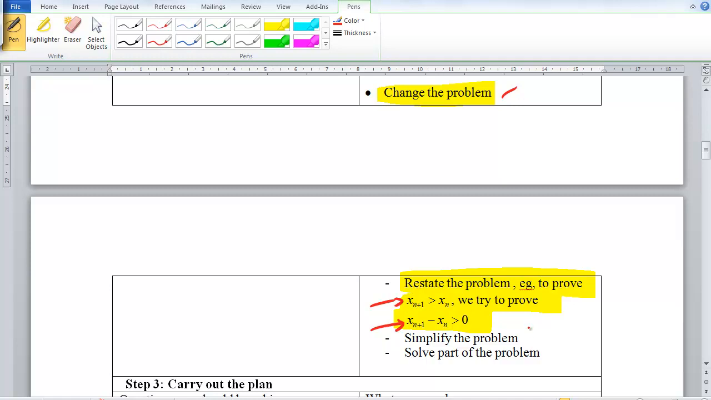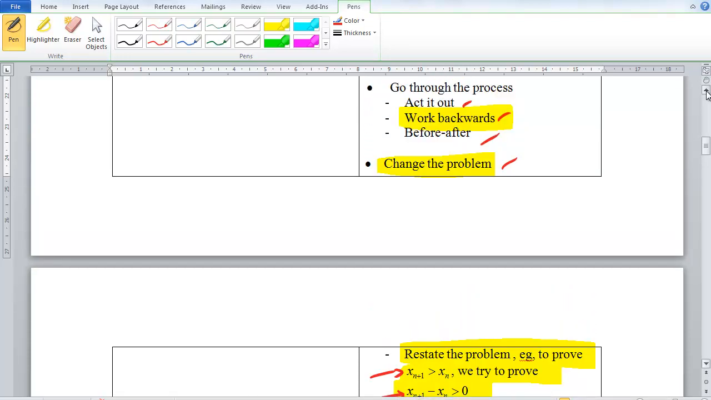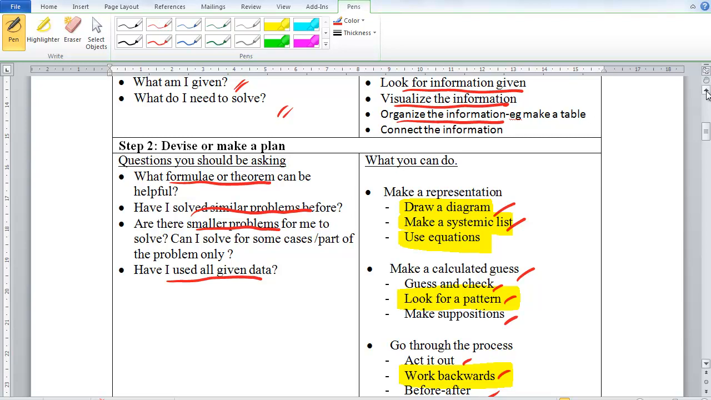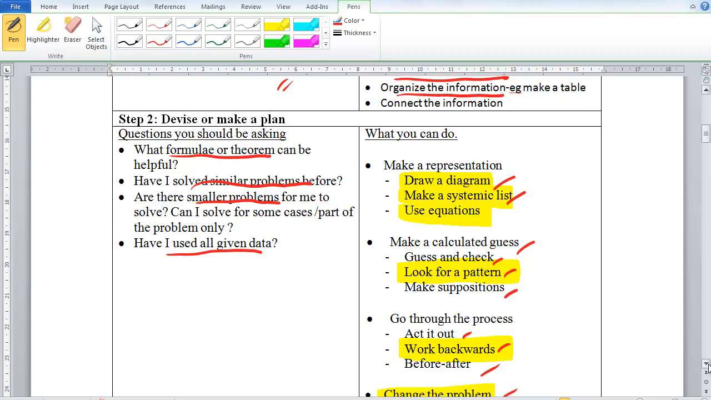So we can finally try to simplify the problem and solve part of the problem, as I've mentioned before. Sometimes when we do all this, like solving part of the problem, restating the problem, the strategy to solve the problem becomes clearer, and from there we slowly will be able to solve the big problem. So in the process of making a plan, we can consider this.